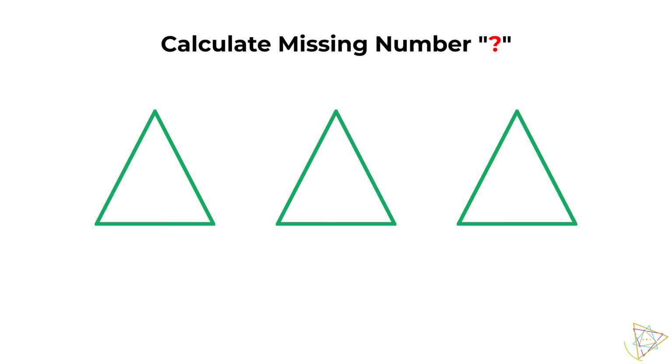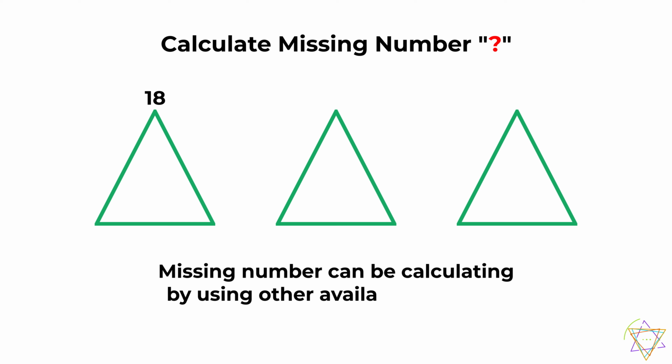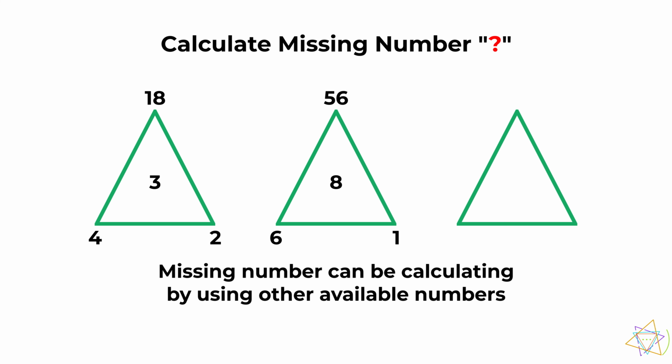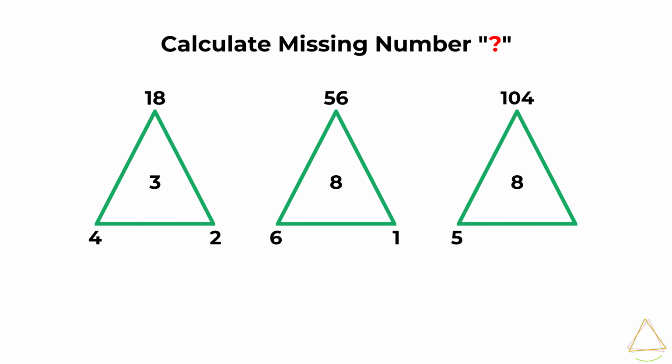Each triangle has numbers in the corners as well as in the middle. First triangle has number 18 on the top, numbers 4 and 2 at the bottom, and number 3 in the middle. Second triangle has number 56 on the top, numbers 6 and 1 at the bottom, and number 8 in the middle. Third triangle has number 104 on the top, number 8 in the middle, number 5 in the bottom left corner, and number in the bottom right corner is missing.